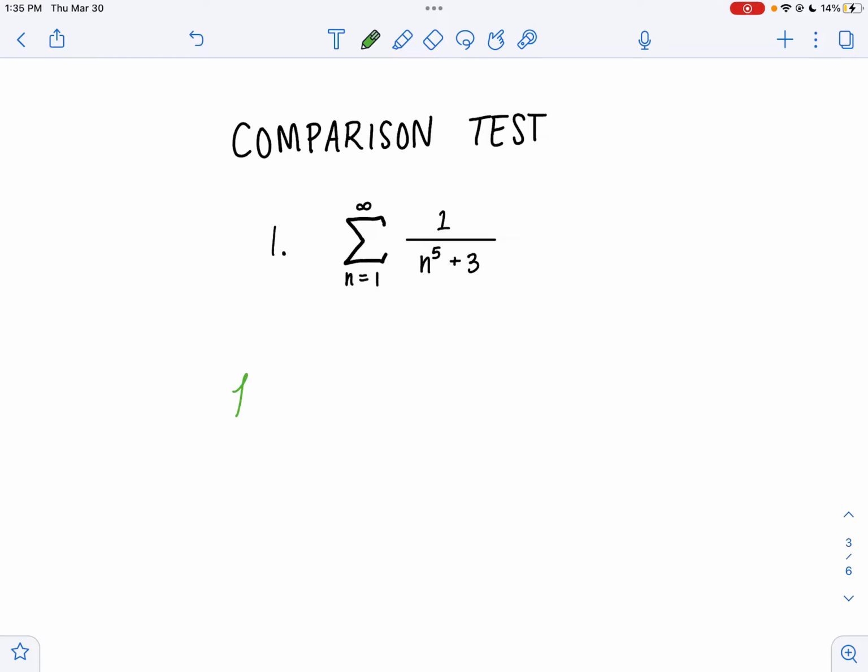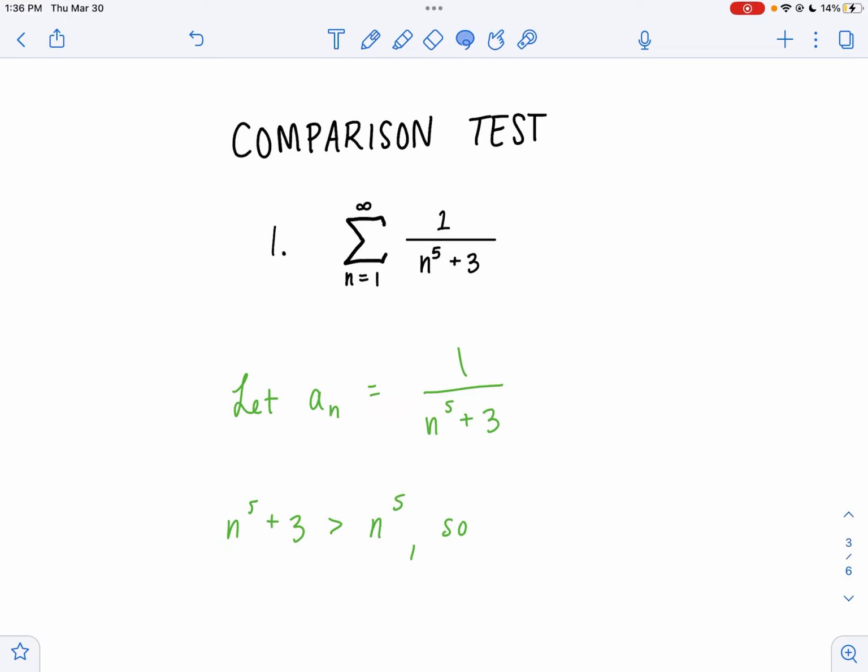So what I'm going to do is take some a sub n. Let a sub n be what we are currently looking at: 1 over n to the fifth plus 3. Now, what we want to do is essentially compare this to something different, right? And so what we can say is, well, we know that n to the fifth plus 3, what's underneath that in that fraction there, is greater than n to the fifth. We're adding 3. It has to be some kind of bigger number.